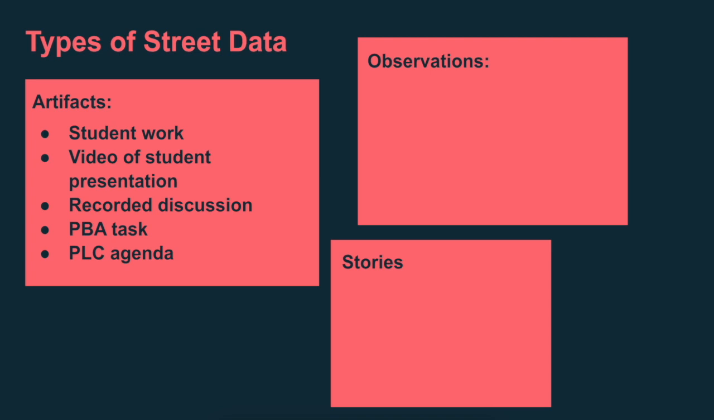What are we not? So all of these are artifacts, things that could be submitted to a committee and we could kind of dig through. Now, I also recommend that the committee does some observations. So what does this look like?